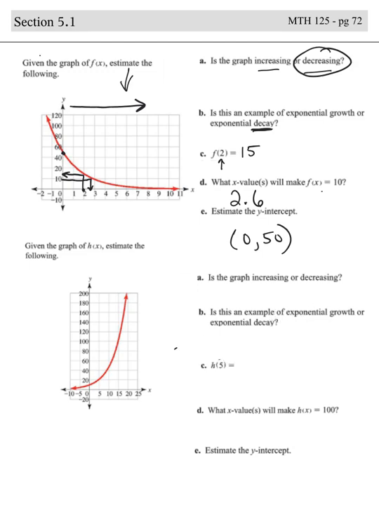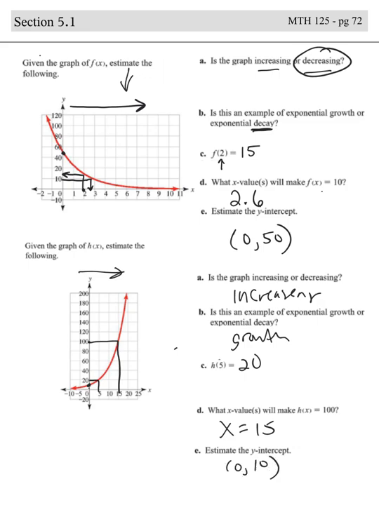Okay, is the graph increasing or decreasing? Go left to right. It is increasing. And if it is increasing, then that means growth. h of 5 gives me 20. What x value gives an output of 100? Looks like 15. When x is 15, h of x is 100. Estimate the y-intercept. That happens right here between 0 and 20, so it must be (0, 10).